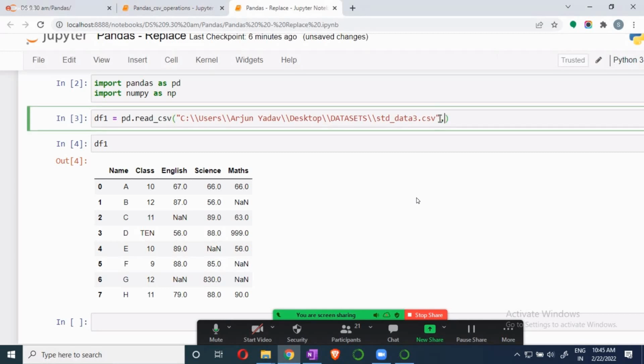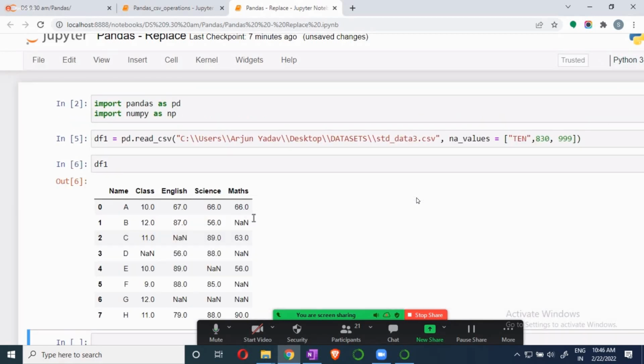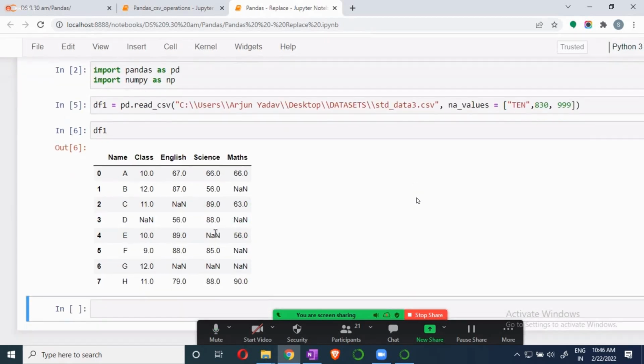NA underscore values and give the list of values. That is 10 and then 830 comma 999. Okay, when you give it like this, you are going to get it over here. Now automatically it is identified.